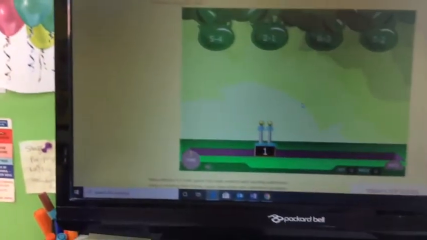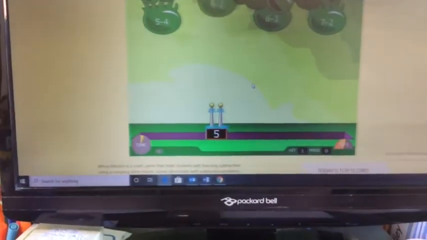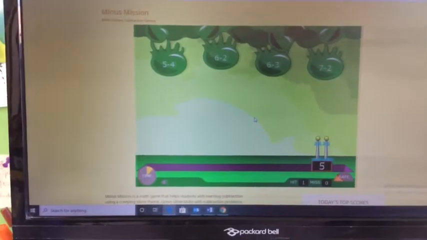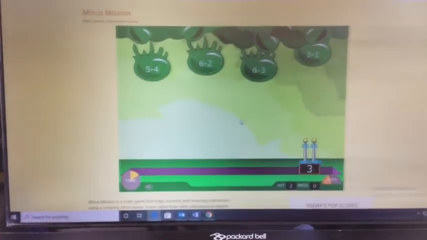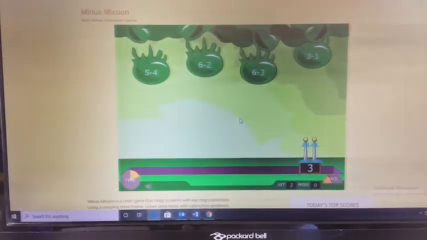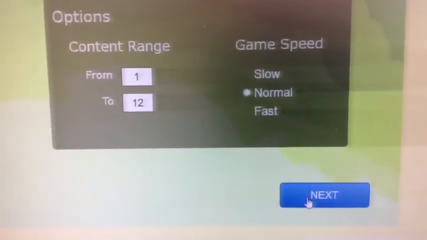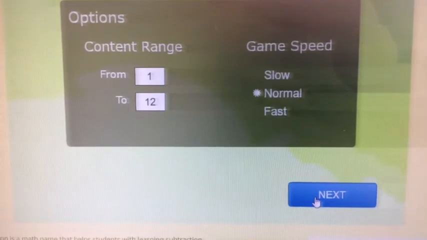Which one matches? So the answer's 1. The answer's 5. 7 take away 2 is 5. And so on. Play a few times, get really accurate, get really quick. What score can you get when you're on the fast speed?